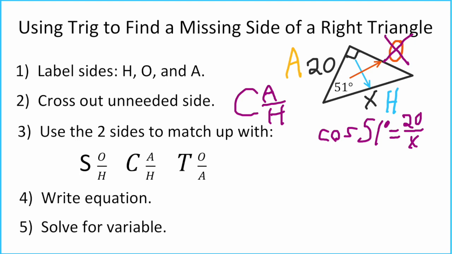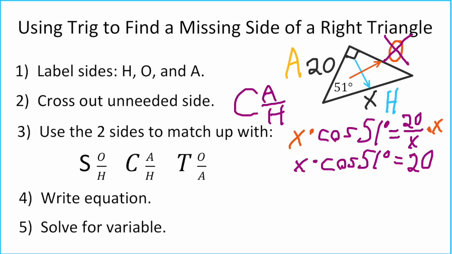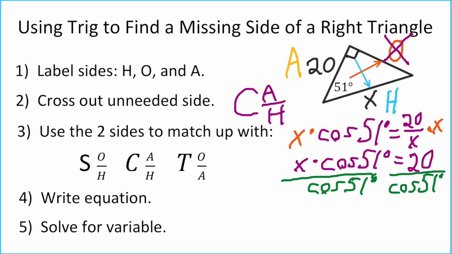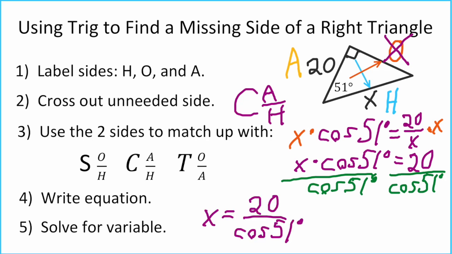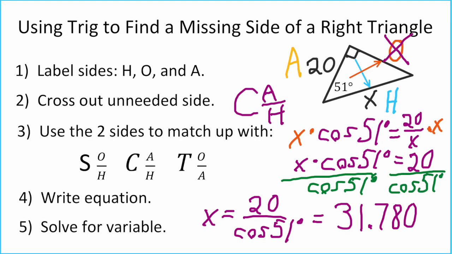Now solving for the variable on this one's a little harder. We need to get rid of our fraction, so we multiply both sides by x. That leaves us with x times the cosine of 51 degrees equals 20. So we divide both sides by cosine of 51 degrees, and we get our exact answer. Our exact answer on this is 20 divided by the cosine of 51 degrees. In the calculator, that gives us an answer of 31.780. The zeros there show that I did round it to 3 decimal places.